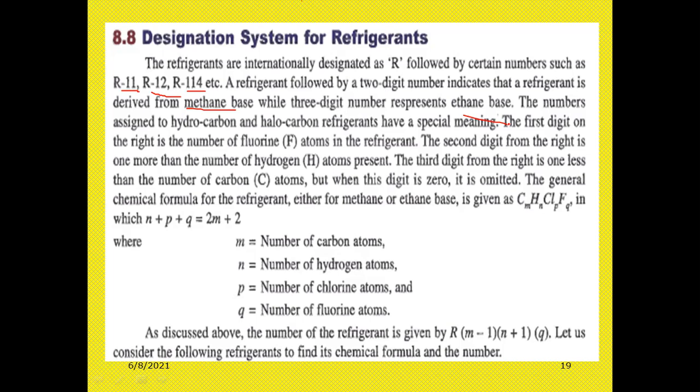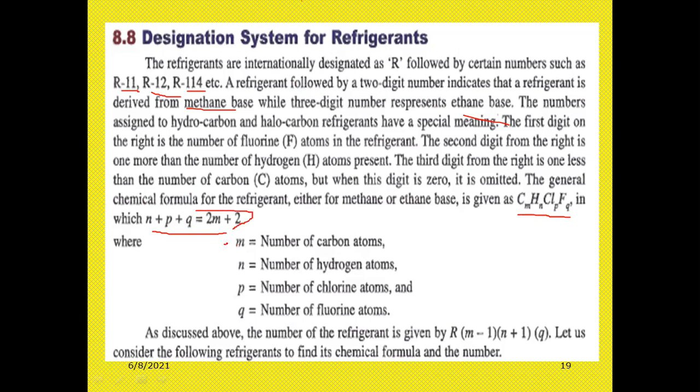can be given as CmHnClpFq. What is the meaning of this? Small m, small n, small p, and small q. It can be given as C m, H n, Cl p, F q, where n plus p plus q is equal to 2m plus 2.